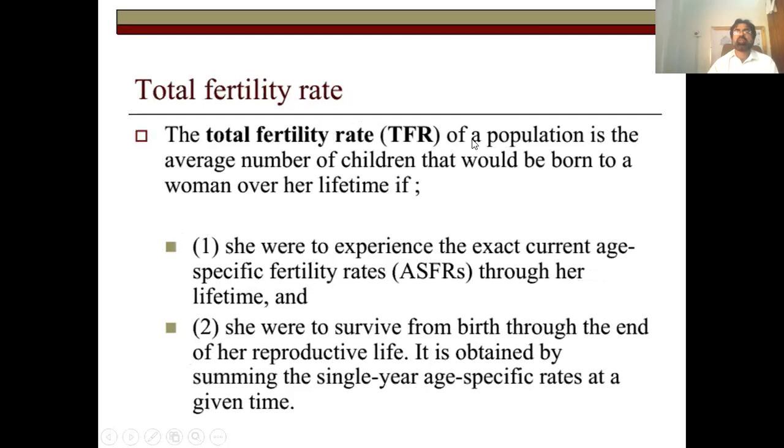Total fertility rate. The total fertility of a population is the average number of children that would be born to a woman over her lifetime, and the reproductive age of the woman is from 15 to 49 years of age. So the number of children born to a woman from 15 to 49 years of age is the total fertility rate. It assumes she were to experience the exact current age-specific fertility rates through her lifetime, and she were to survive from birth through the end of her reproductive life. It is obtained by summing the single-year age-specific rates at a given time.